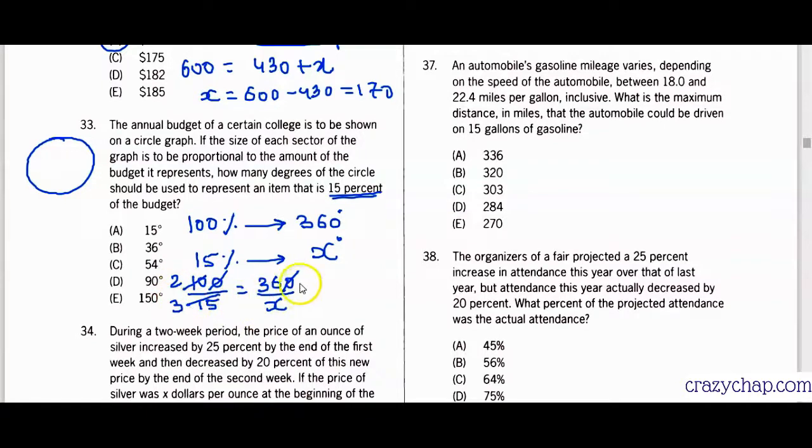So 2 over 3 equals 36 over X. So let's solve it. 2X equals 3 times 36. So X equals 3 times 36 over 2, which is 54. So option C is the correct answer. So 15% represents 54 degrees, right?